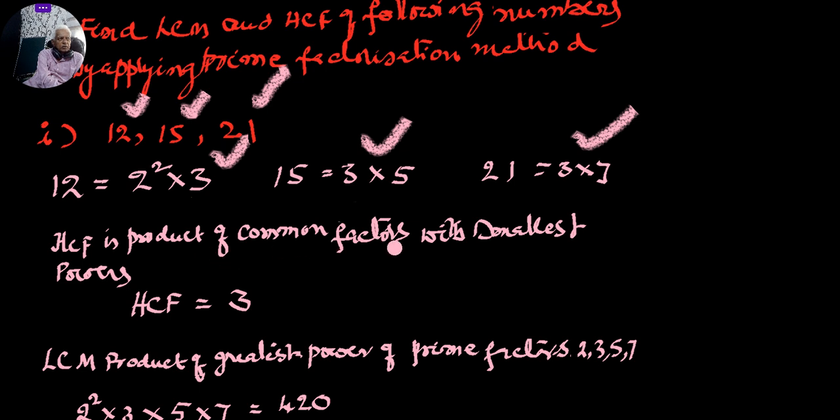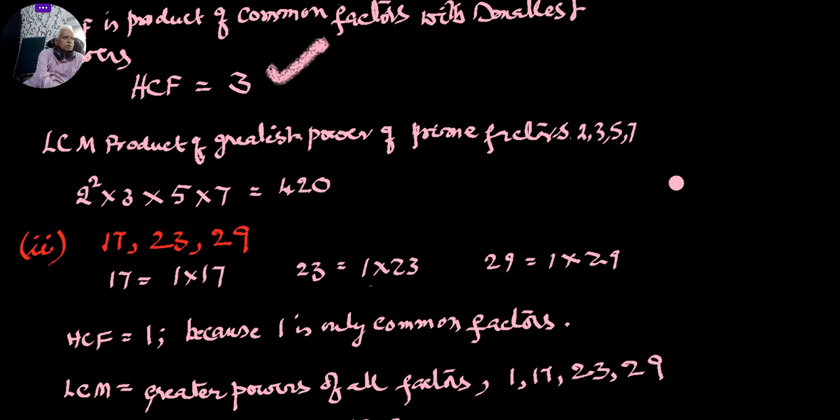HCF is the product of common factors with smallest powers. Among these, only 3 is common, you can see. So the power is the same for all of them: 3 power 1, 3 power 1, 3 power 1. So there is no problem. You can take 3 as HCF, because that is the only common factor available there.